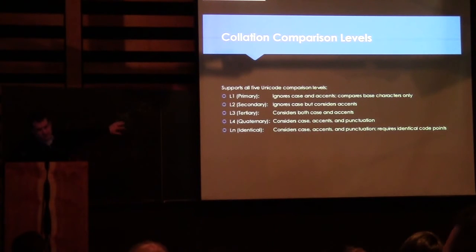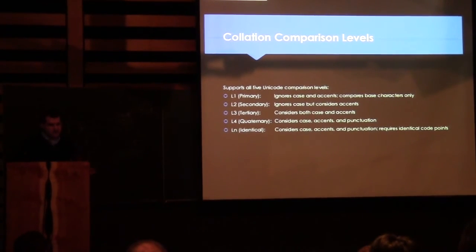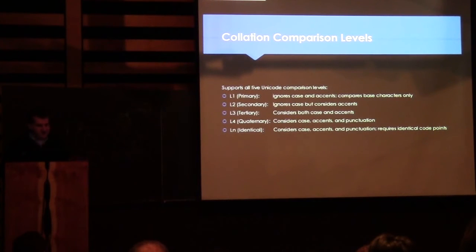Unicode actually has a set of collation levels. The first one, the primary, ignores case and accents, and it compares base characters only. The secondary one ignores case, but it still considers accents. The tertiary one considers case and accents. You can find out more about this in the Unicode standard, which we'll talk about in a moment.